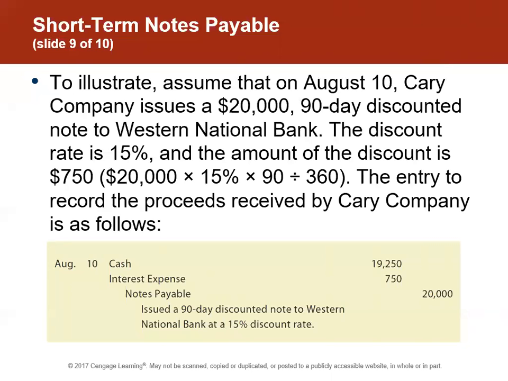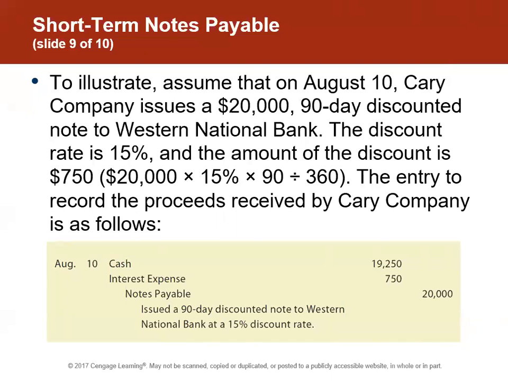You don't have to calculate anything differently. The difference is we're recognizing that interest up front. So we're taking the face value, the $20,000, minus that discount amount. So we're actually going to give them $19,250 and go ahead and recognize the $750 in interest. And then when this note matures in 90 days, they're going to pay us the full $20,000.